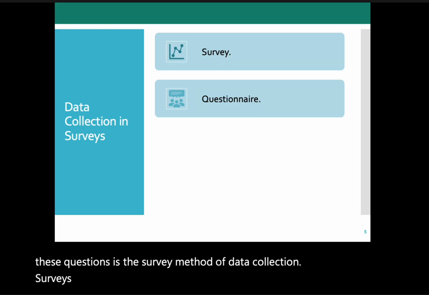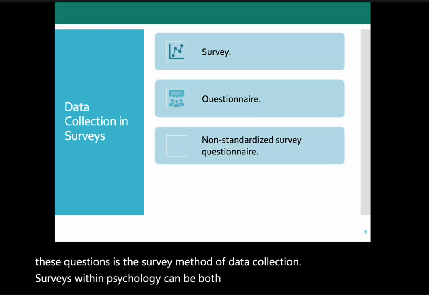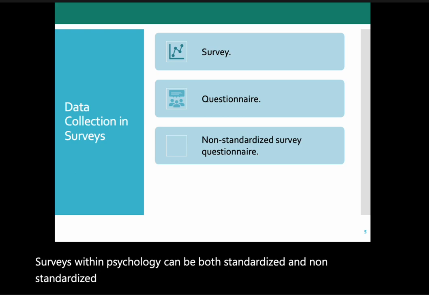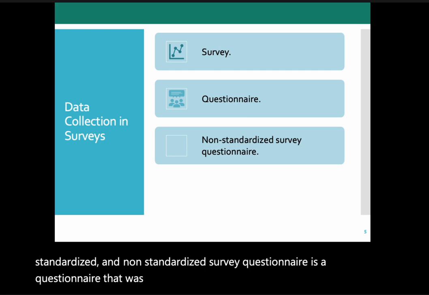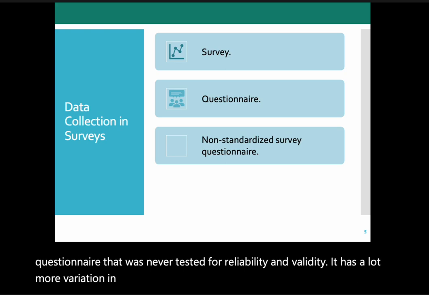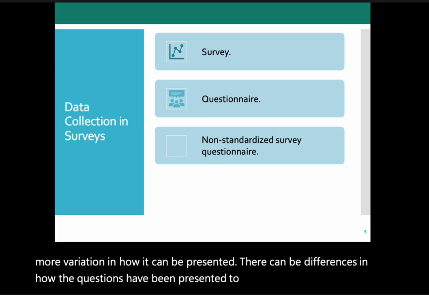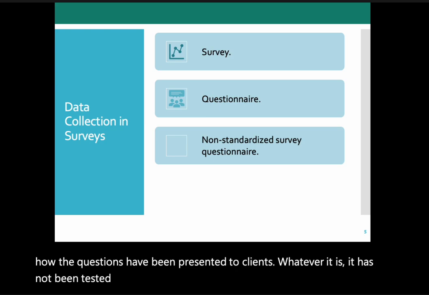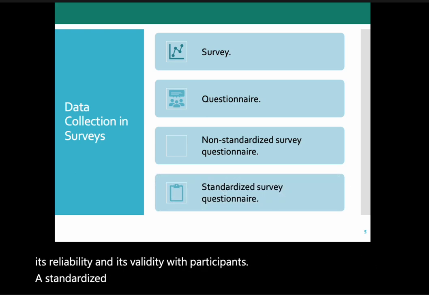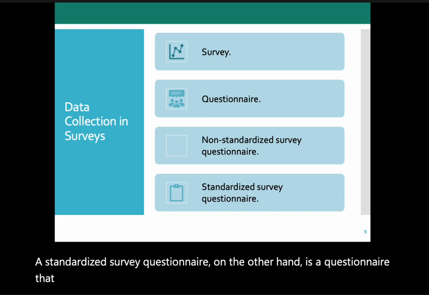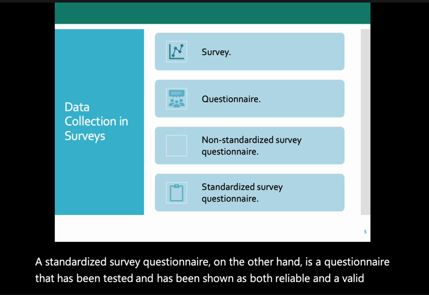Surveys within psychology can be both standardized and non-standardized. A non-standardized survey questionnaire is a questionnaire that was never tested for reliability and validity. It has a lot more variation in how it can be presented. There can be differences in how the questions have been presented to clients. Whatever it is, it has not been tested for its reliability and its validity with participants. A standardized survey questionnaire, on the other hand, is a questionnaire that has been tested and has been shown to be both a reliable and a valid form of data collection.